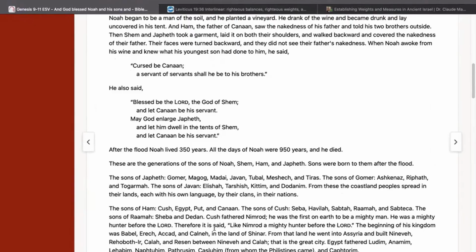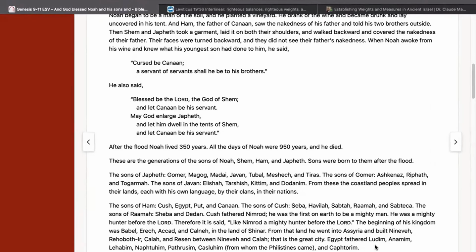Therefore it is said, "Like Nimrod, a mighty hunter before the Lord." The beginning of his kingdom was Babel, Erech, Akkad, and Calneh in the land of Shinar. From that land he went into Assyria and built Nineveh, Rehoboth, Calah, and Resen, between Nineveh and Calah. That is the great city.